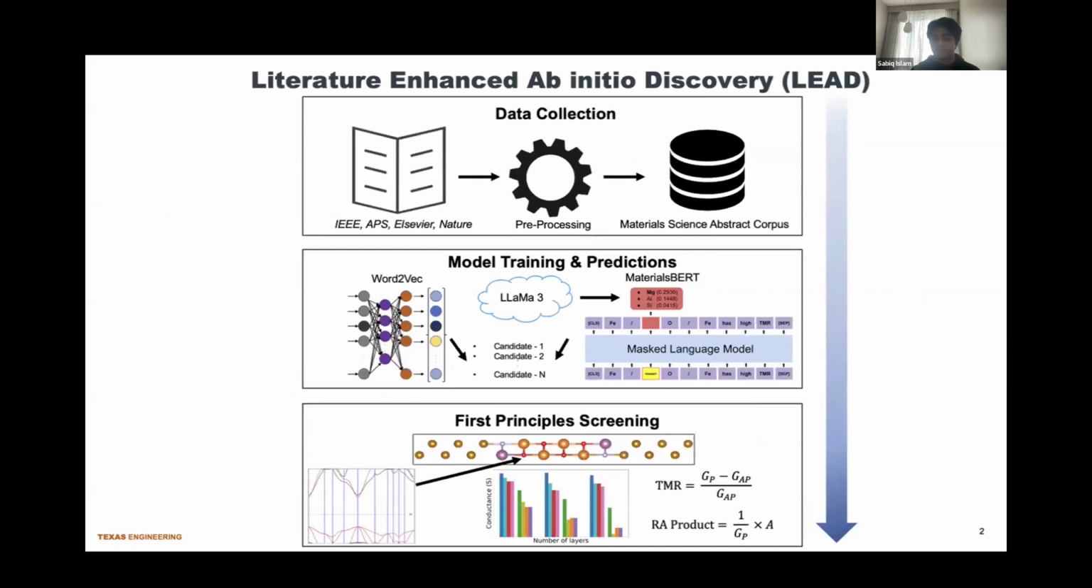So to overcome this materials bottleneck, we propose a novel framework that couples both NLP models and density functional theory to accelerate materials discovery. Our pipeline first starts with extracting data of materials science abstracts from multiple reputable journals and then pre-processing them so they're suitable for the machine learning models. Next, we use several models to train on the data and then prompt it to get a down-selected list of materials to be further evaluated. This list of materials is then evaluated using density functional theory, where the TMR and RA are benchmarked against that of MgO to see if we can achieve a higher TMR and a lower RA.